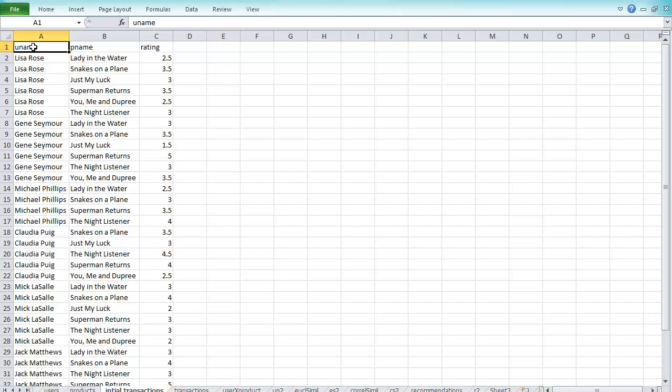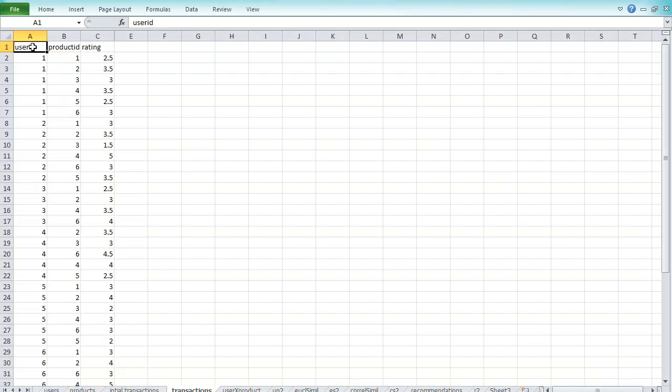We have in the first column usernames. Lisa Rose is the first reviewer, Gene Seymour the second one. In the second column, product names. So Lisa Rose has looked at, for instance, Lady in the Water, Snakes on the Plane, and given such ratings in the third column. Now, what we want to do first is we often have it transformed.